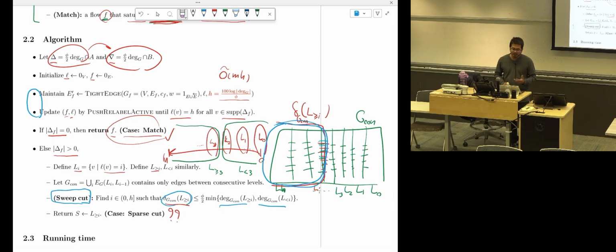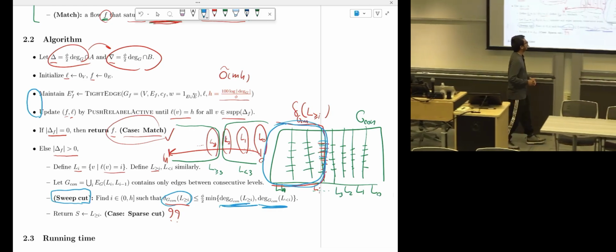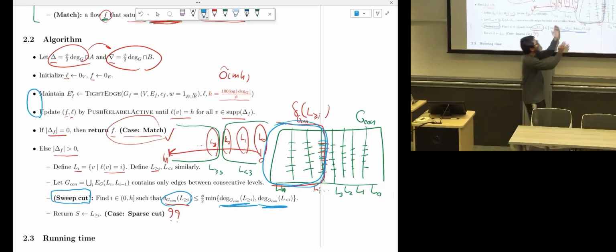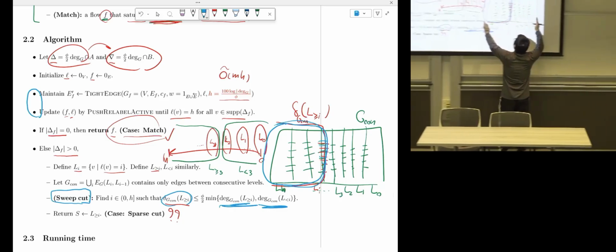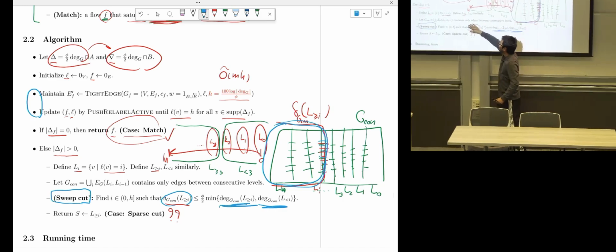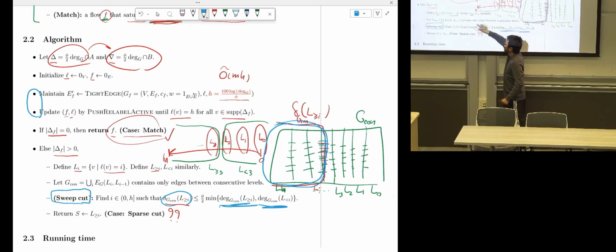Yeah, you basically keep track of the degree, and like you said, you sweep through this thing. Go to the first layer, you can compute this one. You update what you like. You update this cut.